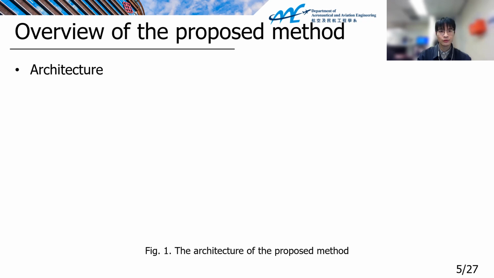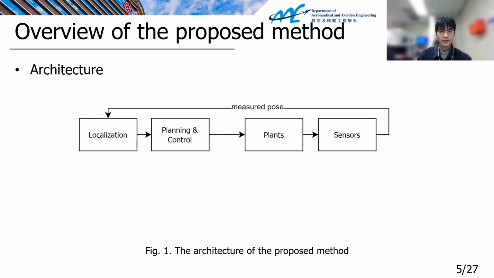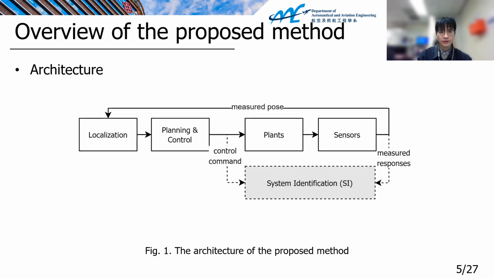Now I'm able to introduce the overall architecture of this work. The autonomous vehicle is taken as the experimental platform. In general, the autonomous vehicle usually consists of the following modules. The localization module receives information from sensors to produce the localization results. Then the planning and control module will utilize it to generate control commands, and the commands will be executed by actuators, such as the engine. Here, we introduce the system identification.